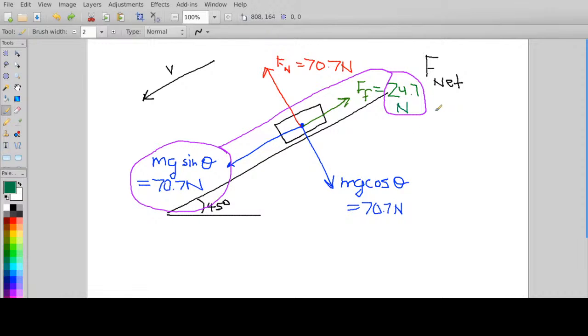How much does it win by? Well, you subtract the two. So you do 70.7 minus 24.7, and I guess that's what, 46? And that tells you how much is left over. That's your F net. Okay?